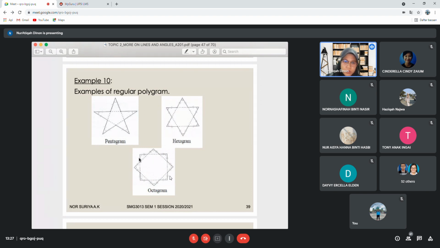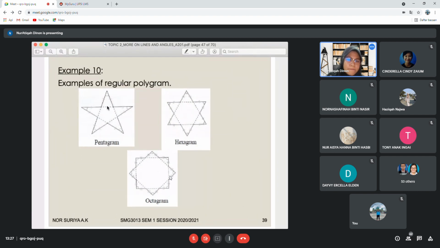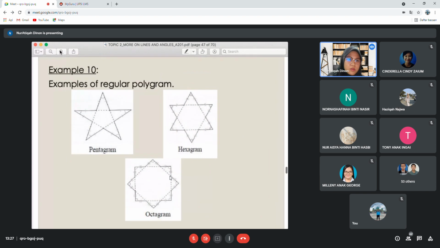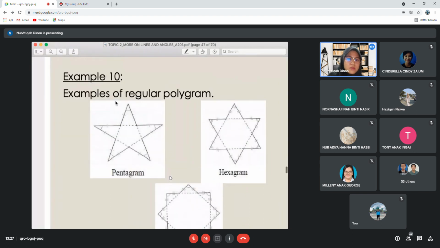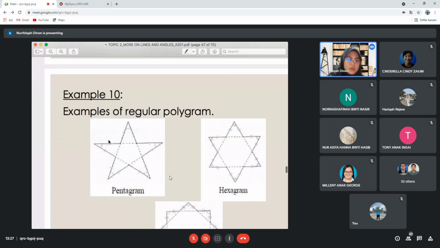So let's look at the pentagram over here. Okay, this is much clearer. How many sides will it have? We have 5 sides over here. When we extend, we have double the sides, so it becomes 10 sides. 1, 2, 3, 4, 5, 6, 7, 8, 9, 10. All the 10 sides are congruent, and also all the 5 angles are congruent.